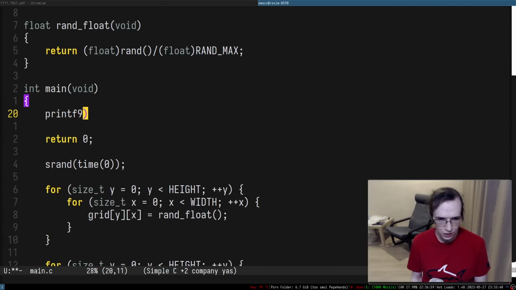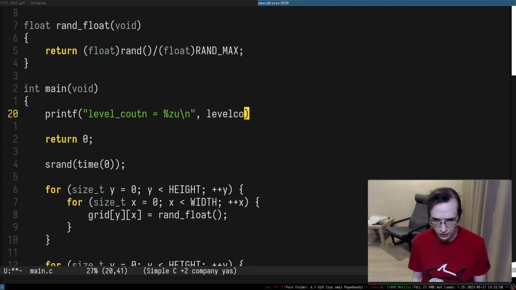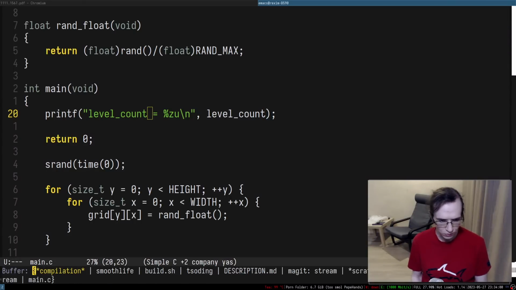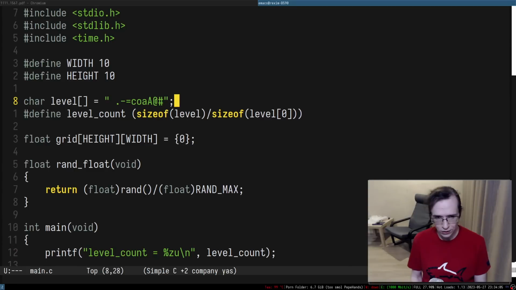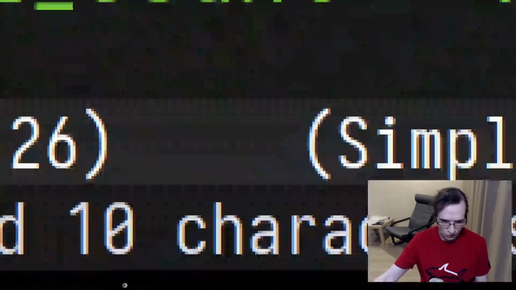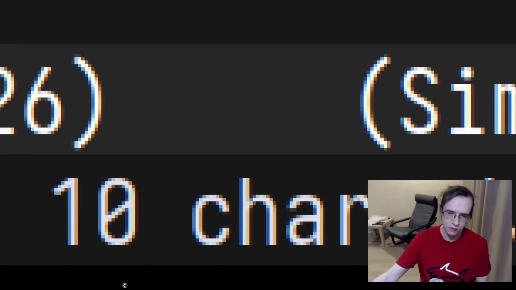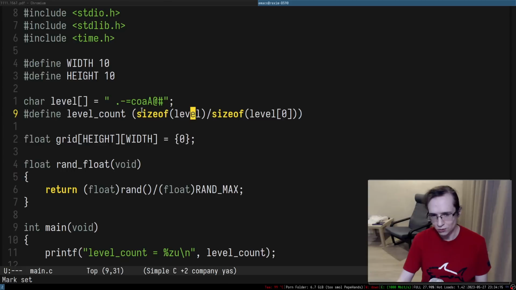So I'm going to do something like printf, level count equal to that, level count. And let's see how many levels we've got. So this one has to be something like this. 11, right? But is that true? If we try to count how many characters we have in here, it actually says that we have 10 characters. So what's going on? Why does trying to do something like that actually yield 11 characters, but here we have 10 of them?